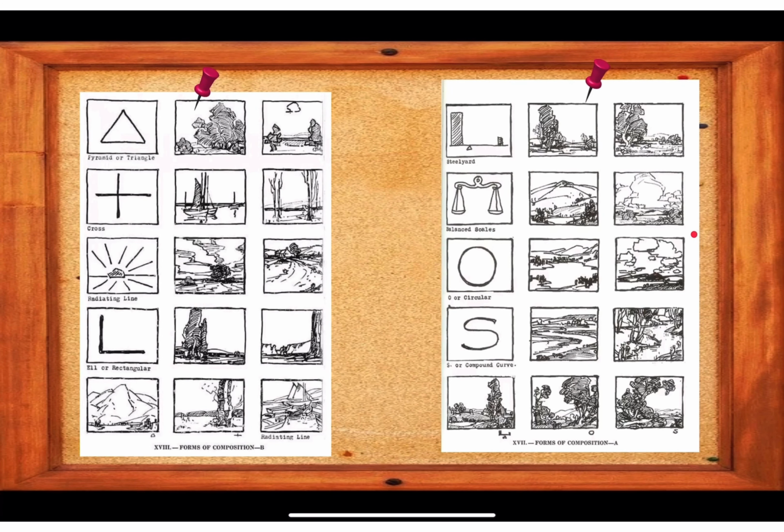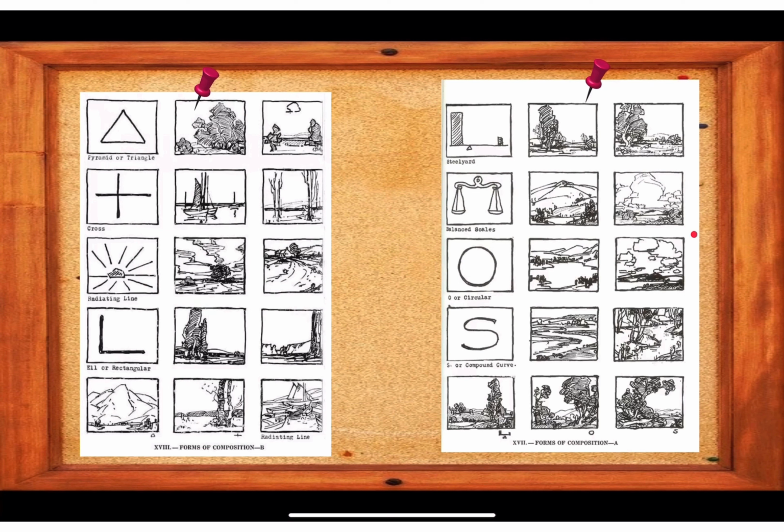So I've pinned 2 sheets that show you how to use shapes in your compositions. There are so many rules to composition. A lot of artists combine rules. As long as you have some sort of structure to your piece to make it stronger, that's what we're looking for. Some of these I didn't quite go over.